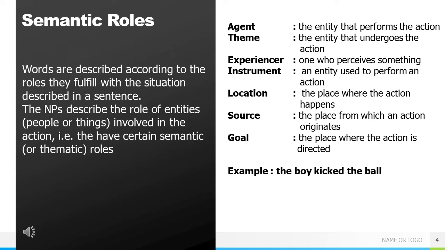Agent is the entity that performs the action, and theme is the entity that undergoes the action. Experiencer is one who perceives something. An instrument is an entity used to perform an action. Location is the place where the action happens, the source is the place from which an action originates, and the goal is the place where the action is directed. For example, the boy kicked the ball.